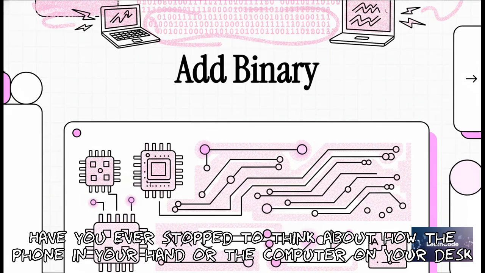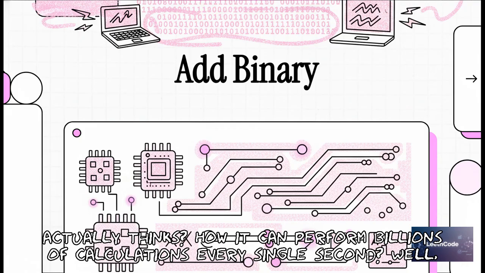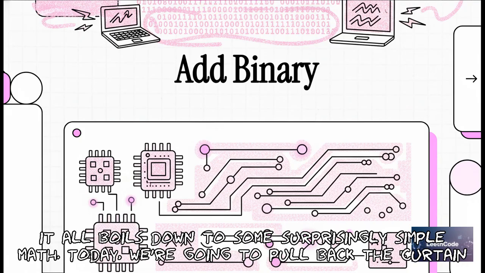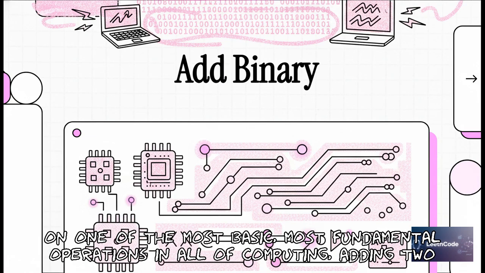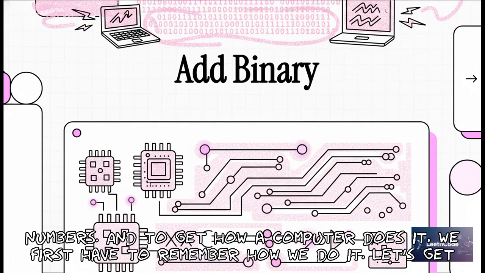Have you ever stopped to think about how the phone in your hand or the computer on your desk actually thinks? How it can perform billions of calculations every single second? Well, it all boils down to some surprisingly simple math. Today, we're going to pull back the curtain on one of the most basic, most fundamental operations in all of computing, adding two numbers. And to get how a computer does it, we first have to remember how we do it. Let's get into it.